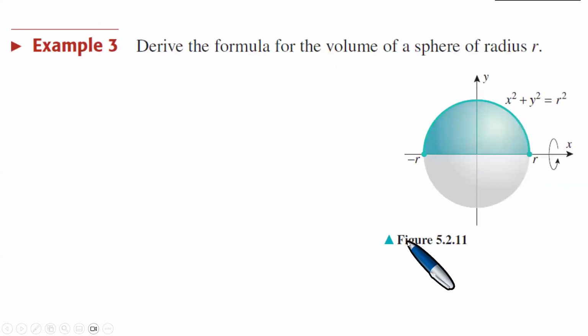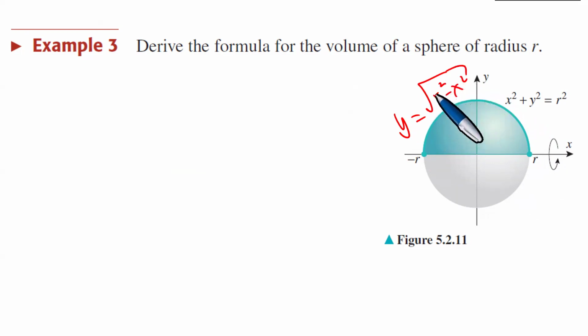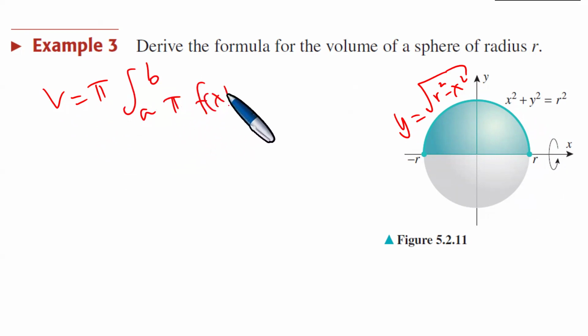Now let's move on to the next question. Derive the formula for the volume of a sphere of radius r. We know that a sphere is this one. This is a circle of the equation x squared plus y squared equals the radius squared. Now, the upper half of this is y equals the square root of r squared minus x squared. The volume is the integral from a to b of pi f of x squared dx.